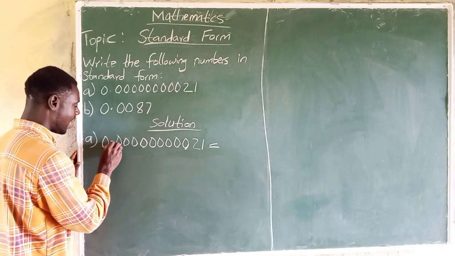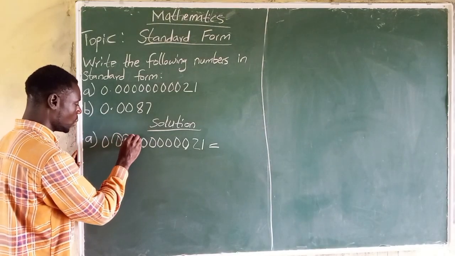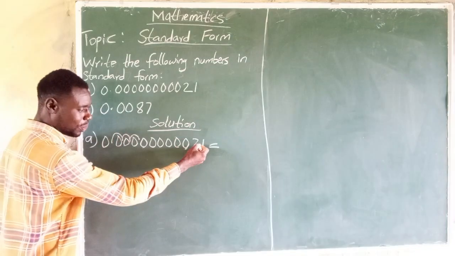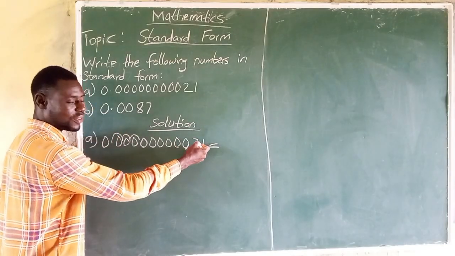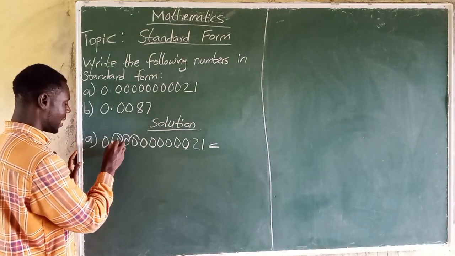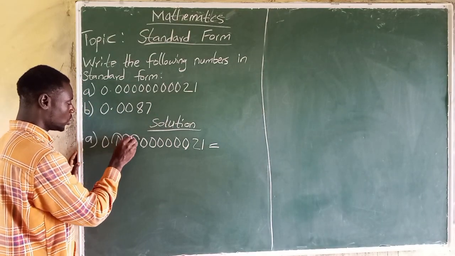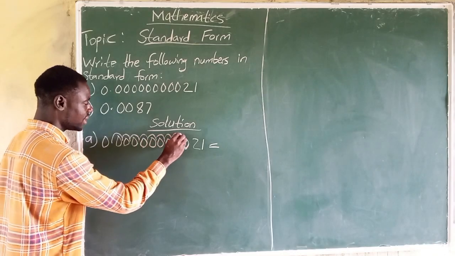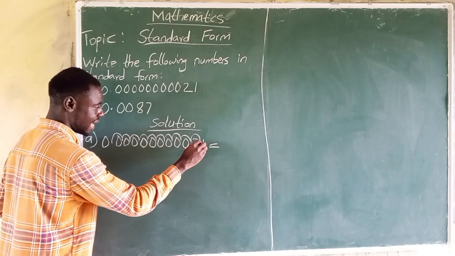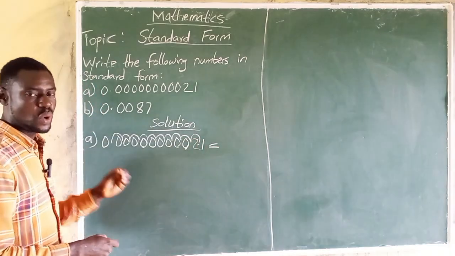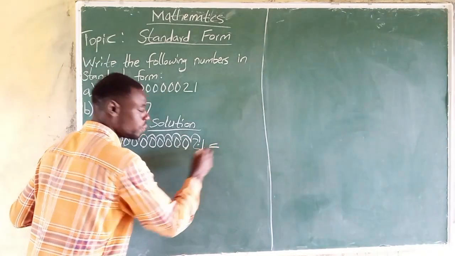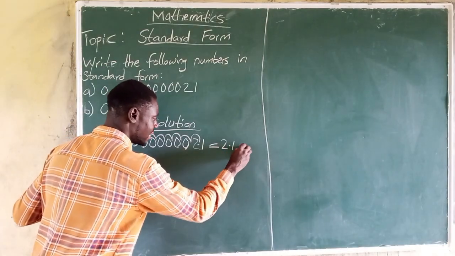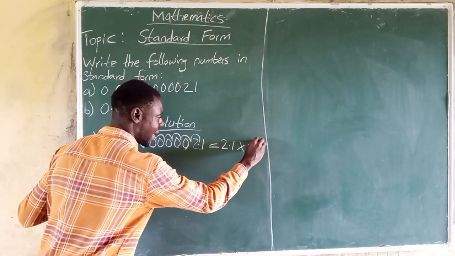Now let's go there. Let's count. 1, 2, 3. Remember, I'm taking the point now. I want to place it at the back of the first significant figure because 2 is the first significant number here. So let's count again. 1, 2, 3, 4, 5, 6, 7, 8, 9, 10. At this point will be where the new point is located. So we pick only the first significant figures. Now we have 2.1 times 10 raised to the power of minus 10.